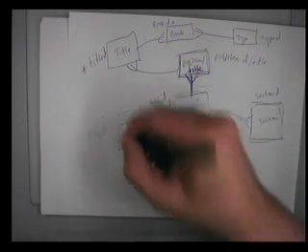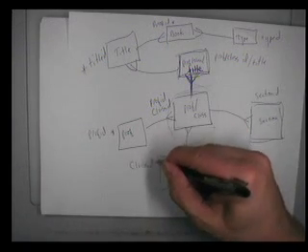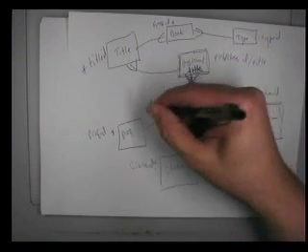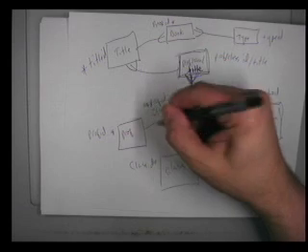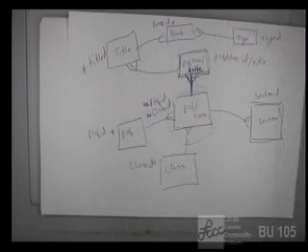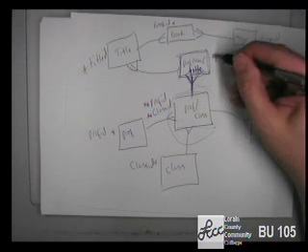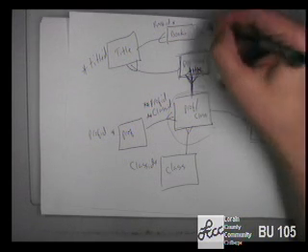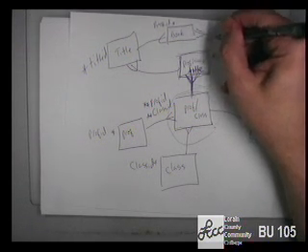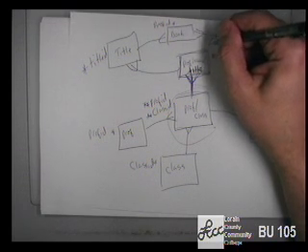Then, as far as foreign keys go, this would have a foreign key for both professor ID and class ID. This would have a foreign key for all three of these. And this would have a foreign key of type ID and title ID.